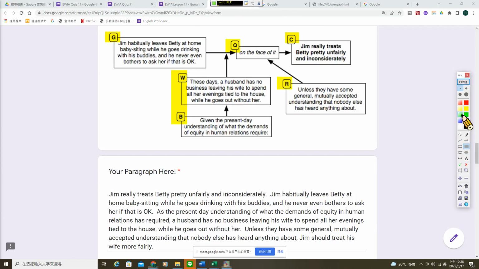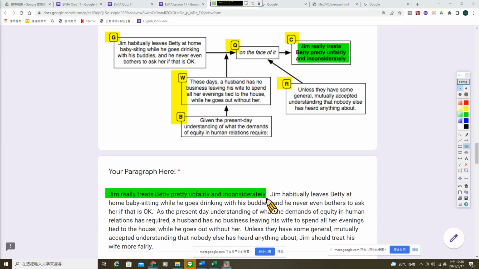Let's try to compare the different sections to see whether we can put this structure into this paragraph. First, this is the topic sentence, right? Jim really treats Betty pretty unfairly and inconsiderately. So we put up here, Jim really treats Betty pretty unfairly and inconsiderately. This is one. And why do you say so? Because this is the claim. As we can see, this is the claim, right? Once you pop up the claim, you state your claim in the topic sentence.